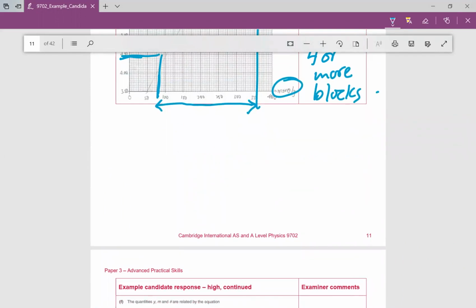Now, there are 2 things that you need to understand. Number 1, vernier caliper as an instrument itself has a precision of 0.01 centimeter. So if you are a perfect human being who is not capable of making any mistake and you're using a vernier caliper, even then you will have an uncertainty of 0.01 centimeter.